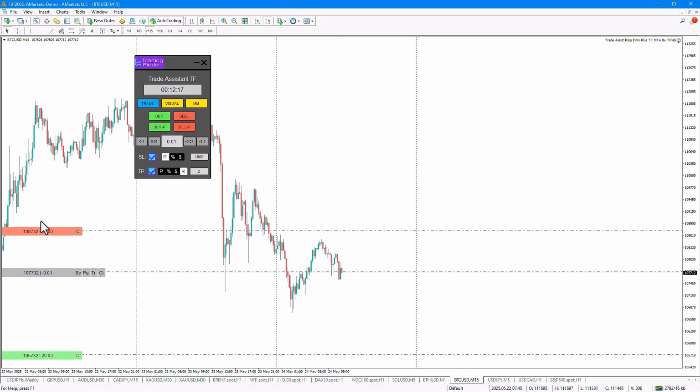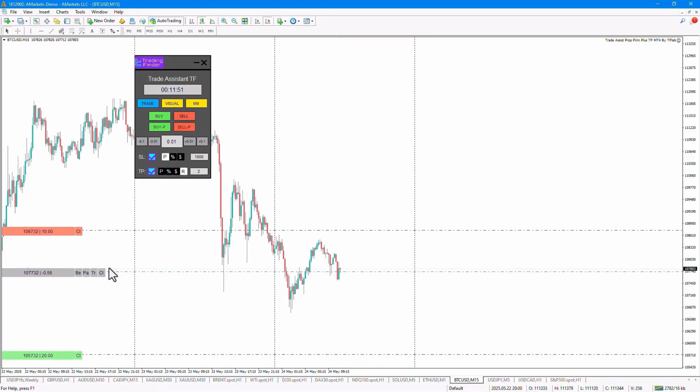Here we can see the amount of $10, which is determined based on my stop loss points. That means 1,000 points have been set in this section, and my take profit is set at twice the stop loss, or 2,000 points. And my loss and profit amounts are also determined based on this.